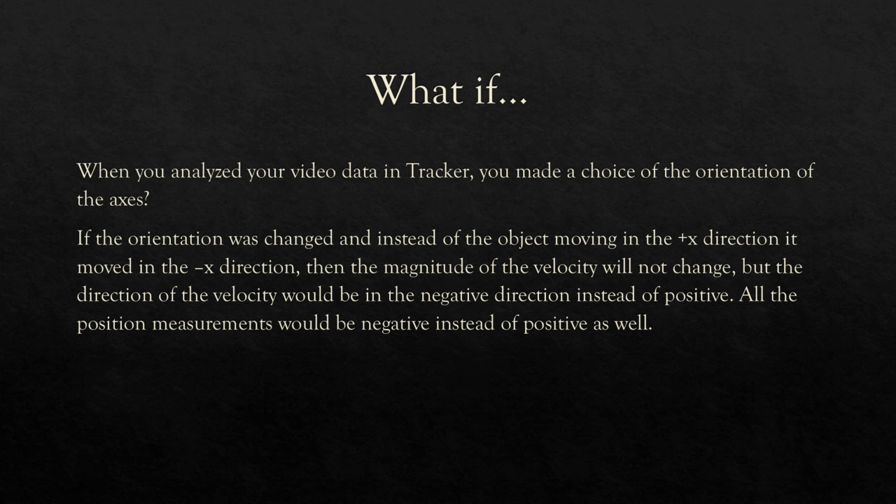What if? When you analyzed your video data in Tracker, you made a choice of the orientation of the axis. If the orientation was changed, and instead of the object moving in the positive x direction, it moved in the negative x direction, then the magnitude of the velocity would not change, but the direction of the velocity would be in the negative direction instead of the positive. All the position measurements would be negative instead of positive as well.